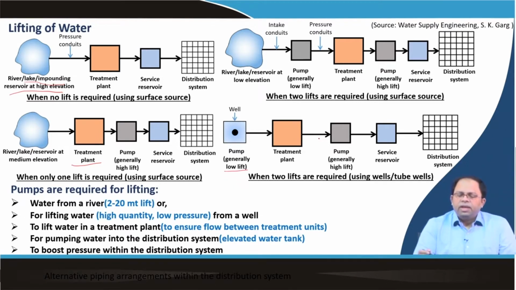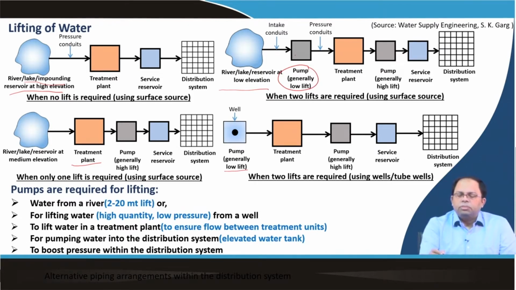And finally, we have two lifts similar to this one, but in this case the pump was directly lifting the water from the tube well. We can always have another surface water source, and in this case, if the surface water source is at a lower level compared to the treatment plant, we have to use one pump over here, and using intake conduits, the water is first brought to the pump.